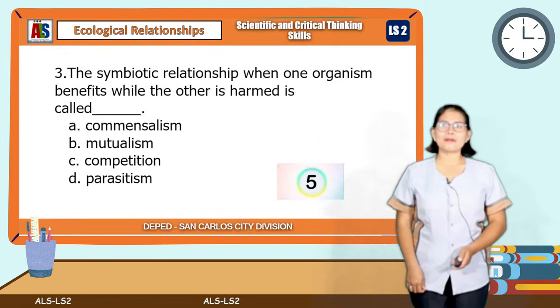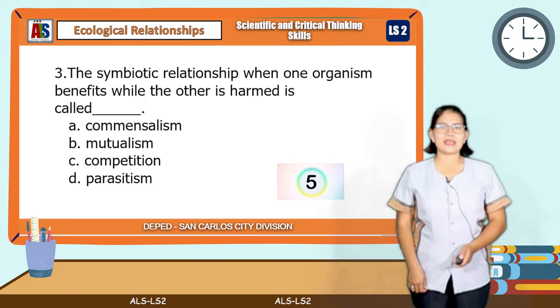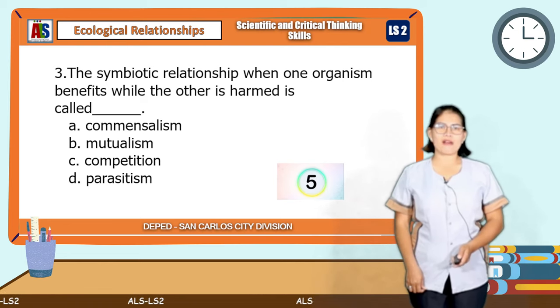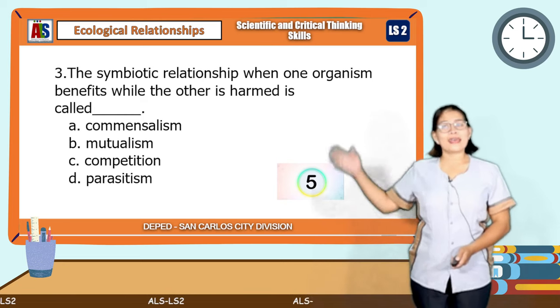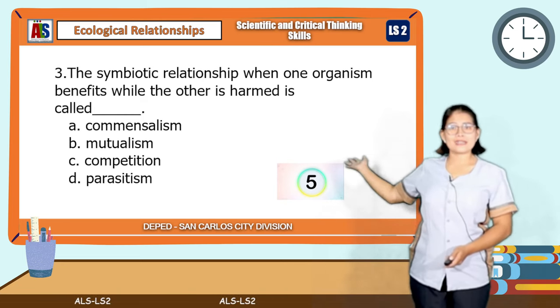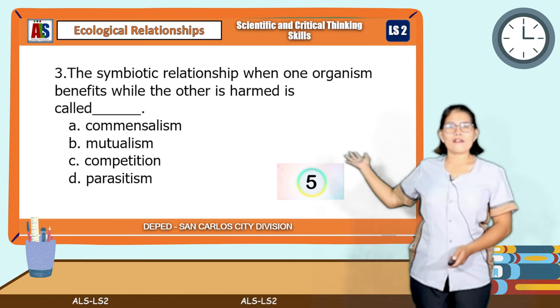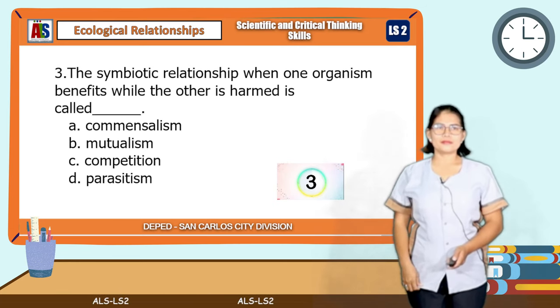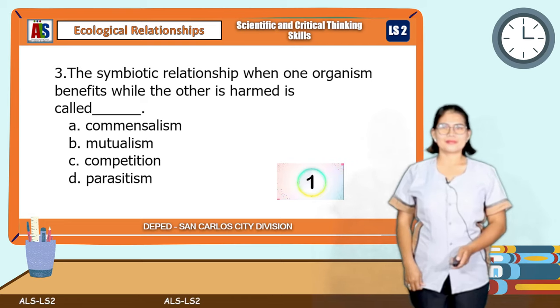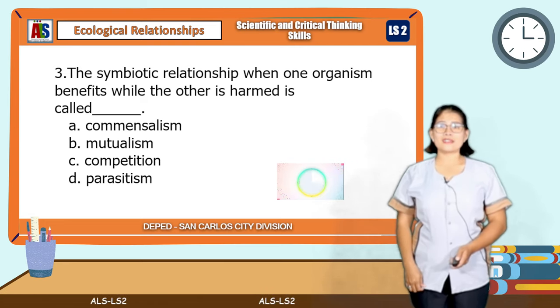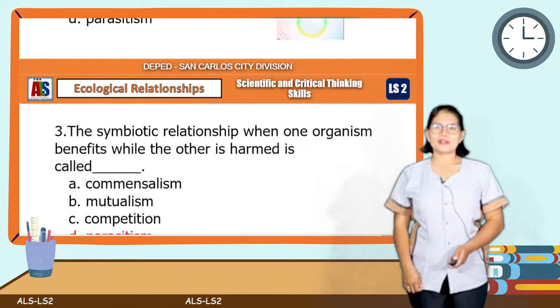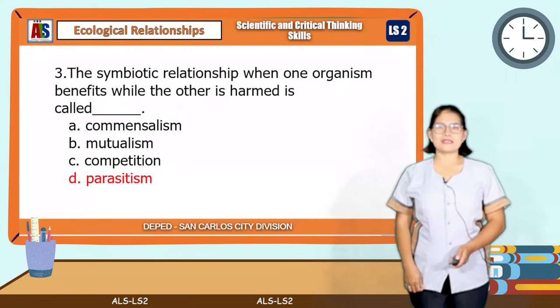For question number three, the symbiotic relationship when one organism benefits while the other is harmed is called, is it letter A, commensalism, letter B, mutualism, letter C, competition, or letter D, parasitism? You have 5 seconds to answer. So, the answer is letter D, parasitism.